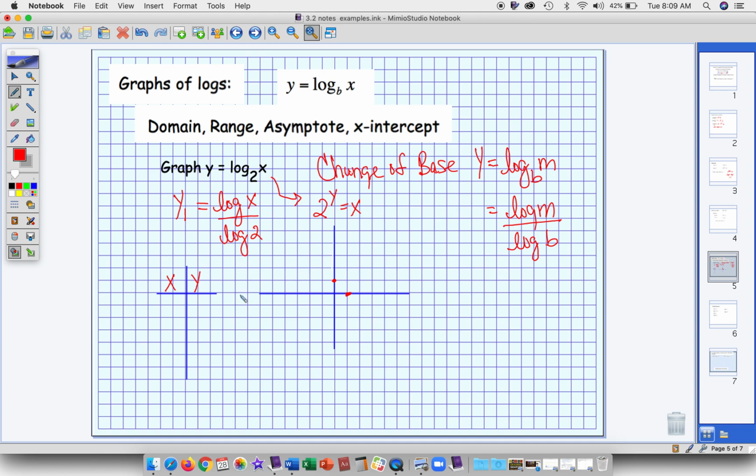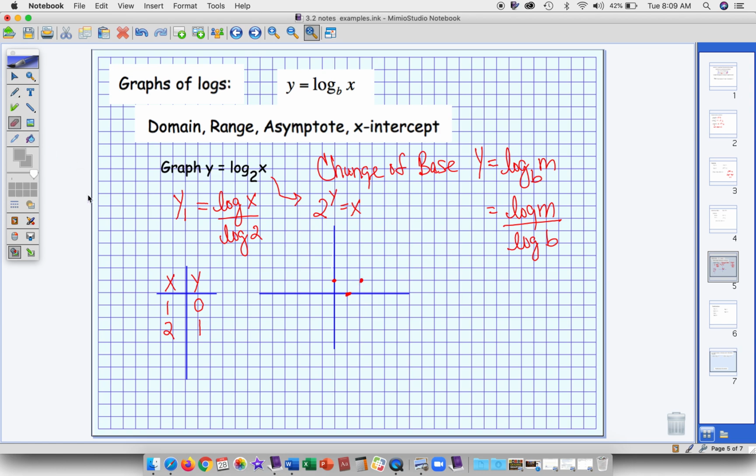So when I do my xy chart, rather than doing values of x and solving for y, I'm going to plug in values of y and solve for x. So if I started with, remember we don't have any negatives, so if we start with 0, 2 to the 0 is equal to 1. And there's our intercept. If I plug in 1, 2 to the 1 is 2, so I have the point 2 comma 1.